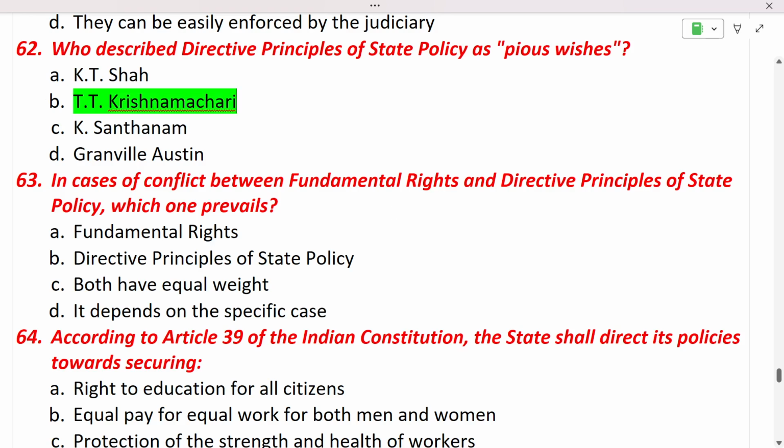Next, question number 63. In cases of conflict between fundamental rights and DPSP, which one prevails? Option A, fundamental rights. Option B, directive principles of state policy. Option C, both have equal weight. Option D, it depends on the specific case. So the answer is A.